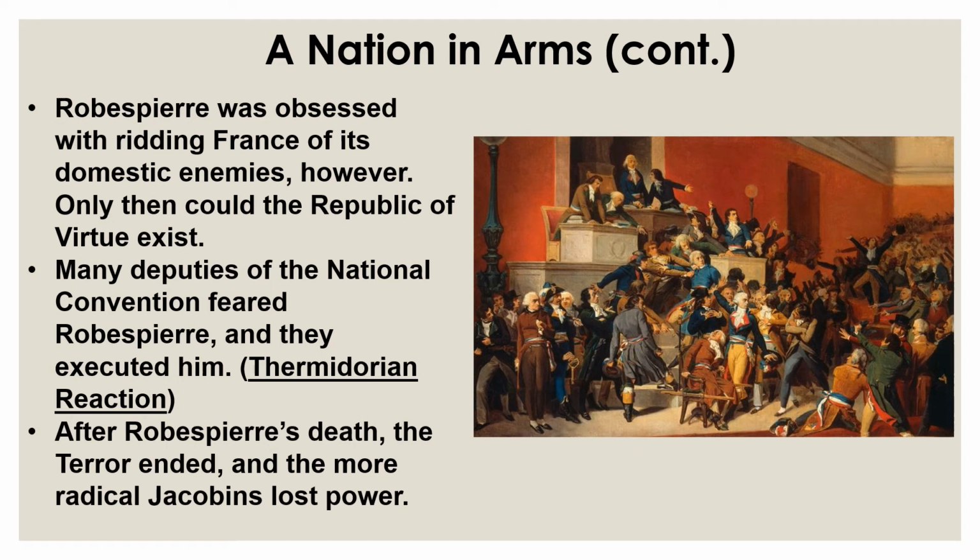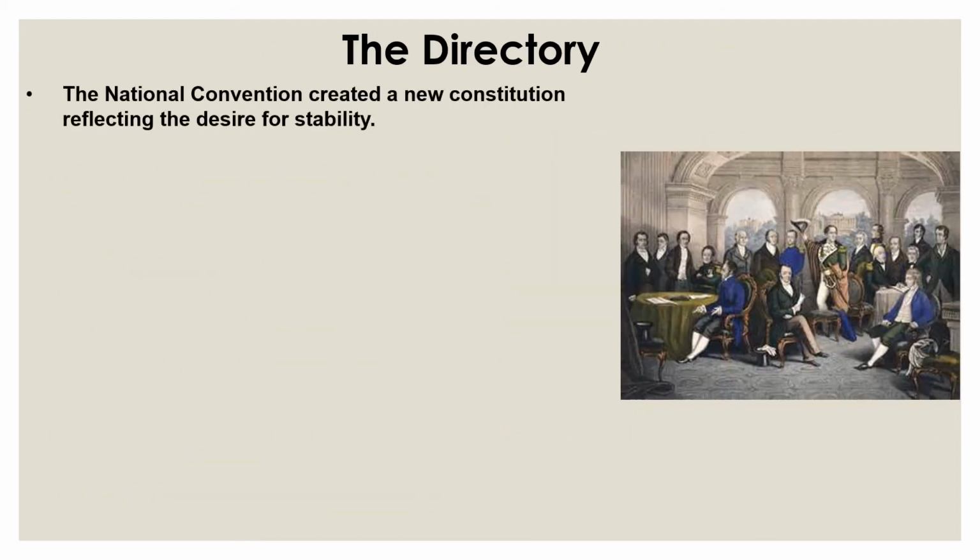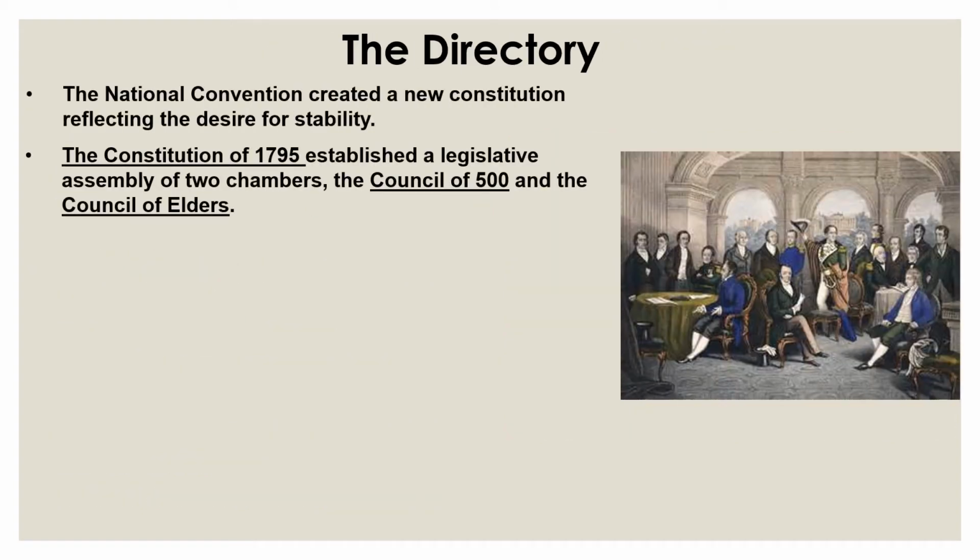After Robespierre's death, the terror ends, and the more radical Jacobins, like the Mountain, the followers of Robespierre, lost power, as did the Paris Commune. The National Convention created a new constitution at this point, reflecting the desire for stability, to try to get rid of the dictatorship mentality. They had already written two. The first one in 1791 was for a constitutional monarchy. The second one in 1792 was when they founded a republic.